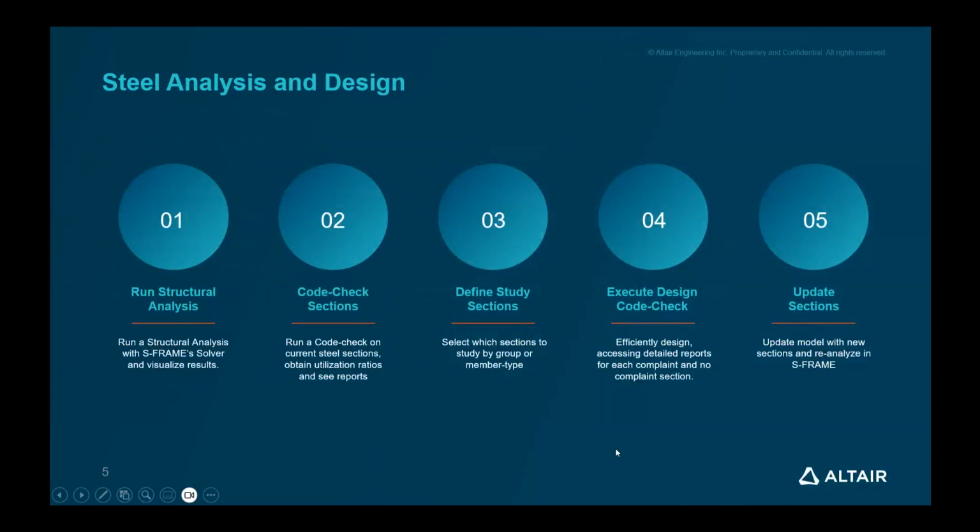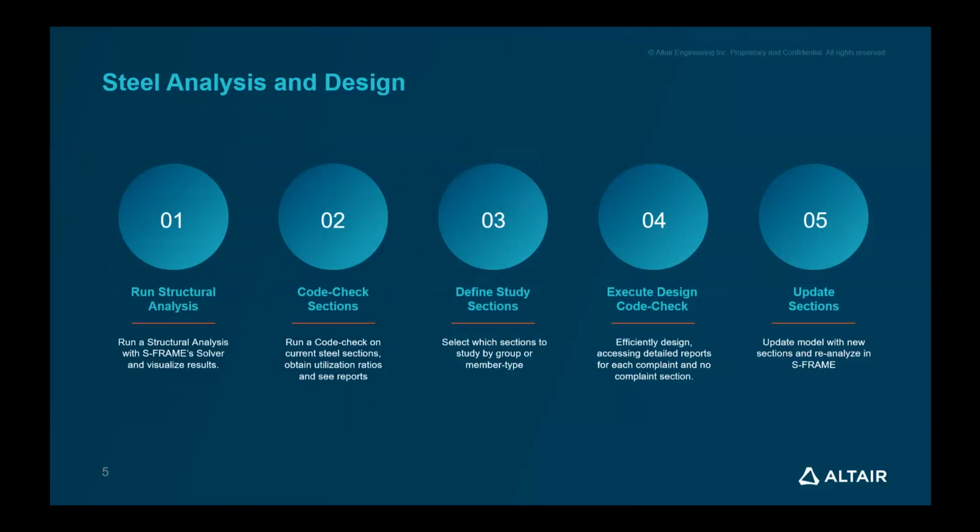So, in today's quick chat, we will talk about this workflow that allows us to analyze and design a structure. The first step is to run structural analysis on our model to visualize the results that we have. Then we're going to switch to the steel design module to code check different sections to obtain the utilization ratios and take a look at the reports to see if they are passing or not the different code checks that we are exposing them to.